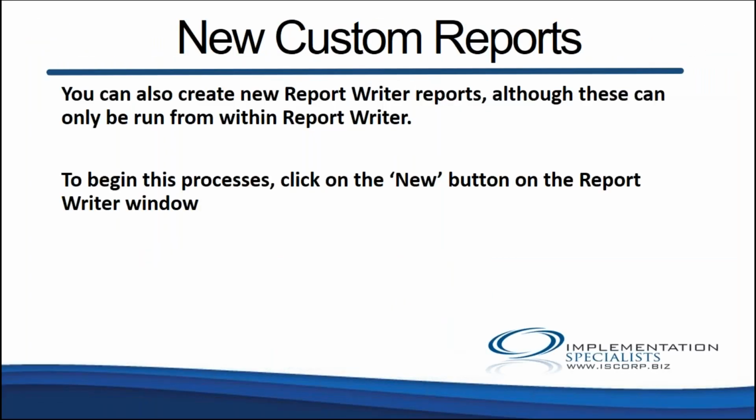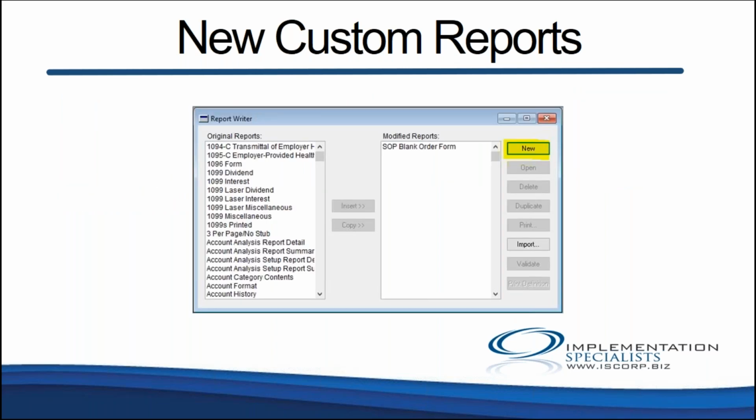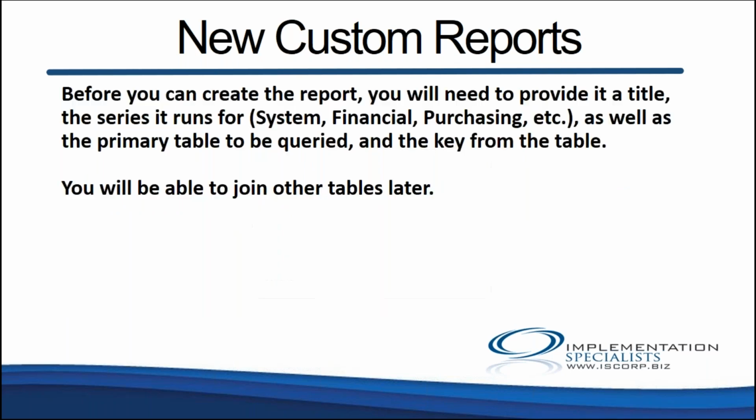Custom reports. It is also possible to create new report writer reports, although they can only be run from within report writer. And the reason is GP calls specific reports. You can tell it to use the modified or the original, or if it has other dictionary files with the name as well. To do this, you click on New, and there it is. You just bring up the reports again, and you just click on the New button.